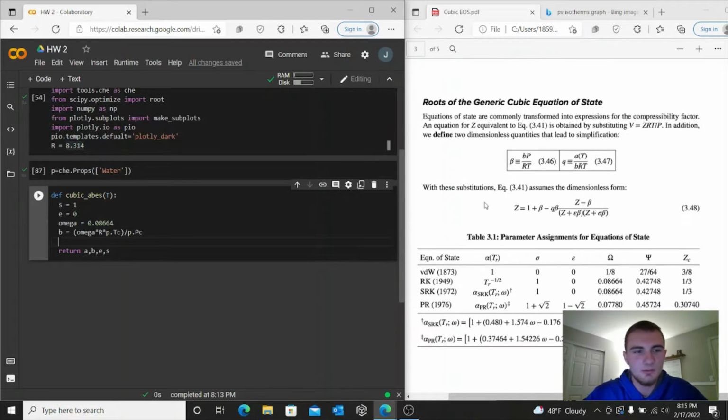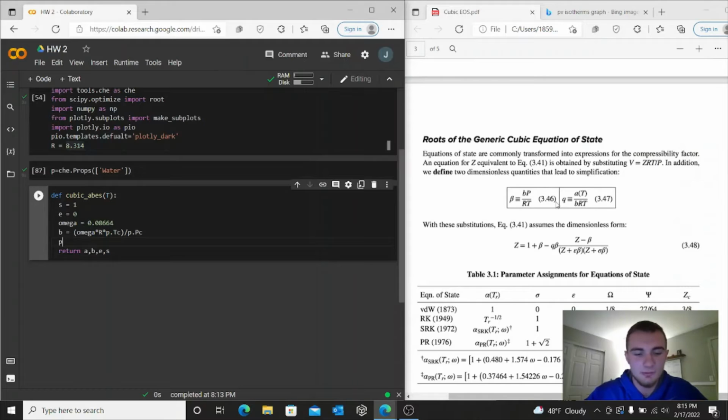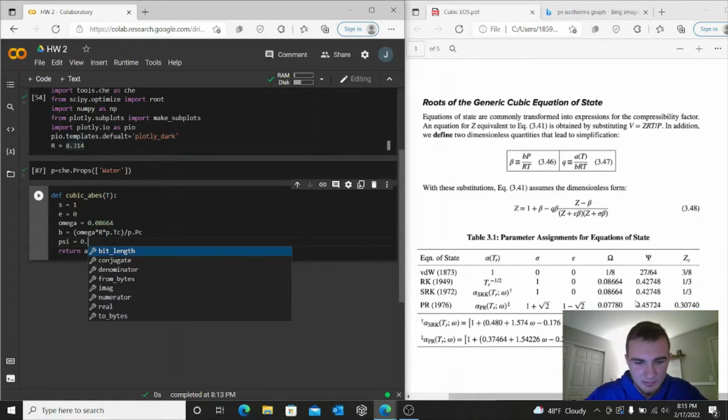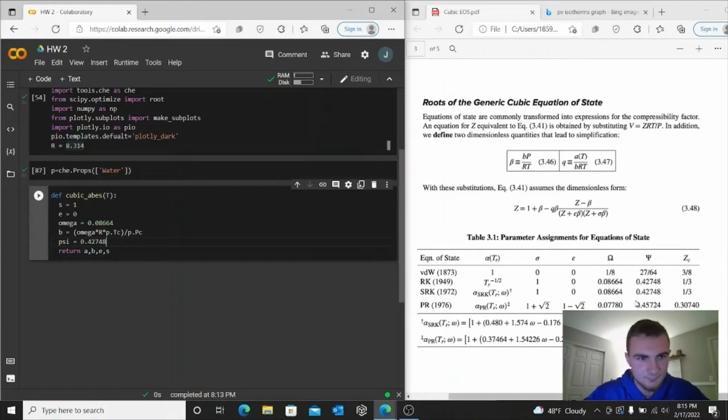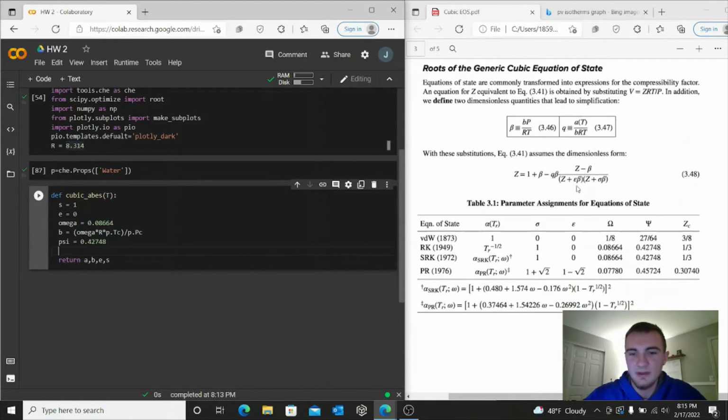So if we go here, we can start with our psi. This Greek letter here is called psi. And for the SRK equation, psi is equal to 0.542748. So I'll go ahead and write that in. Okay, and this whole term here, this alpha term, for the SRK equation is written down here as follows. So we'll just hard code this in here. We'll call this alpha.